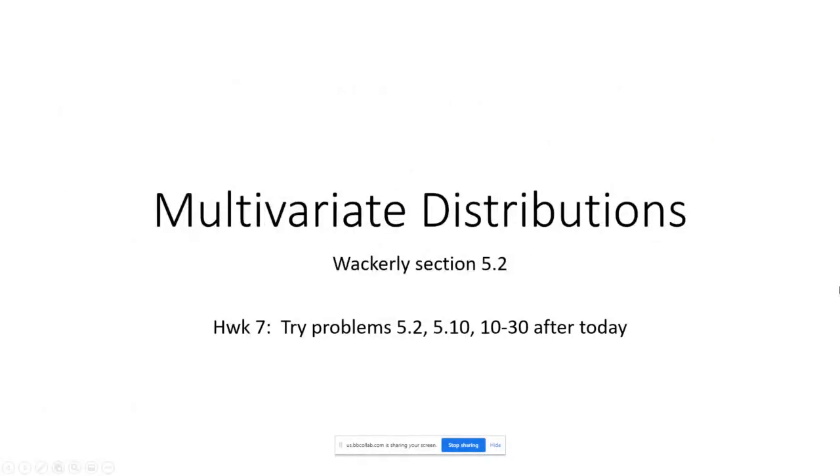All right, welcome everyone. So today we are starting chapter 5 of Wackerly, talking about multivariate distributions. So looking at probability distributions of 2 or more variables at the same time.